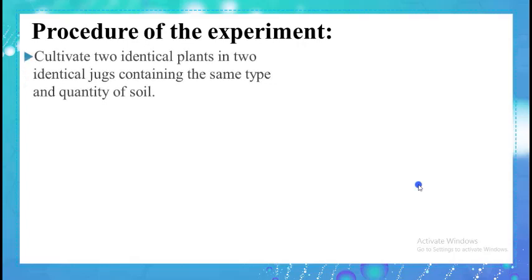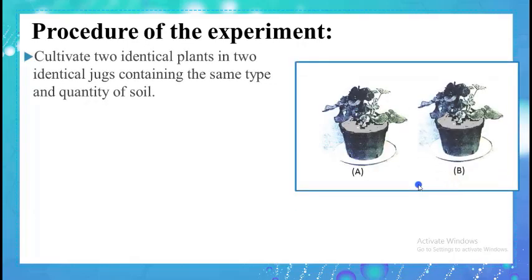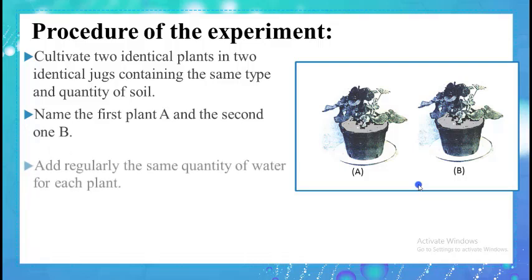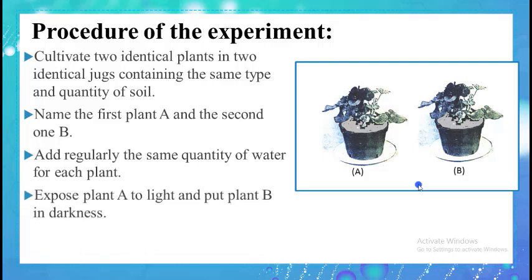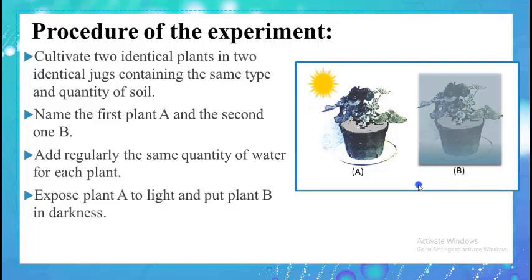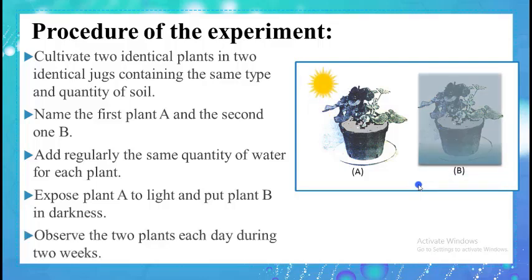First, cultivate two identical plants in two identical jugs containing the same type and quantity of soil. Name the first plant A and the second plant B. Add the same quantity of water for each plant. Expose plant A to light and put plant B in the dark. Observe the two plants each day during 2 weeks.